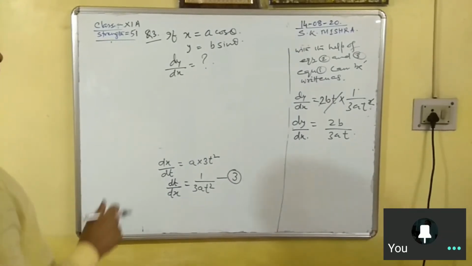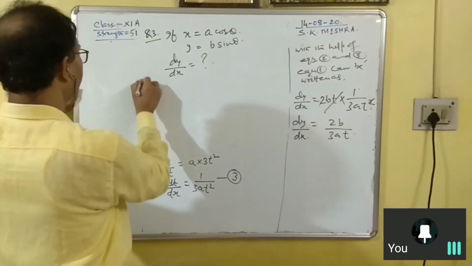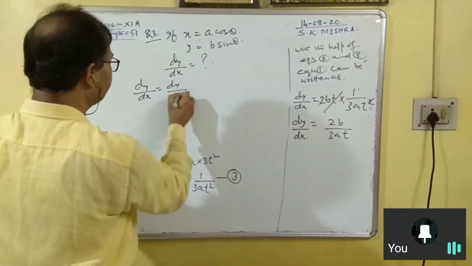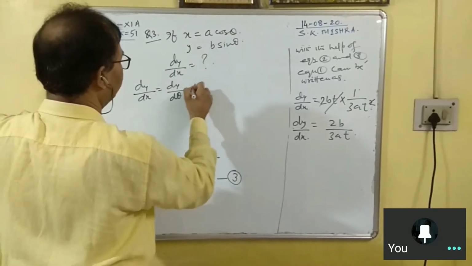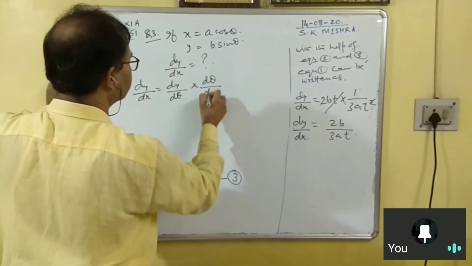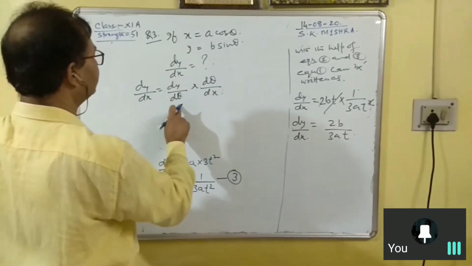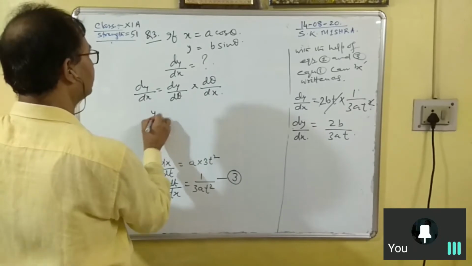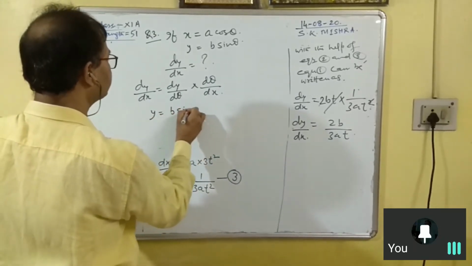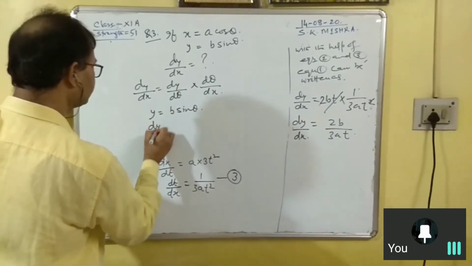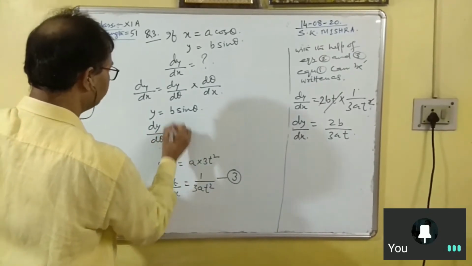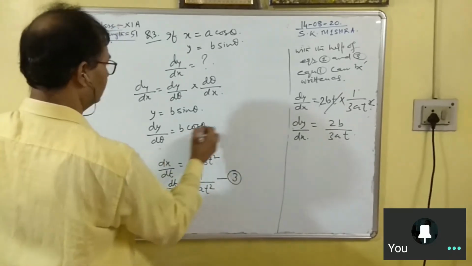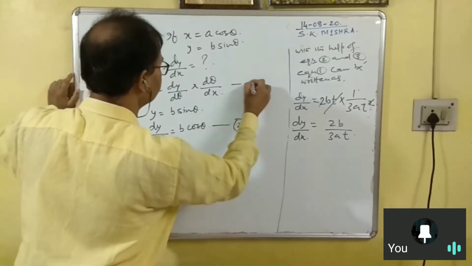Now in the same way you can find dy by dx. It is dy by d theta into d theta by dx. See, theta is introduced. How will you find dy by d theta? Using equation 2. So the second equation is y is b sin theta. So tell me what is dy by d theta. So b constant. Differentiation of sin theta is cos theta only. Say this is equation 2, this is equation 1.